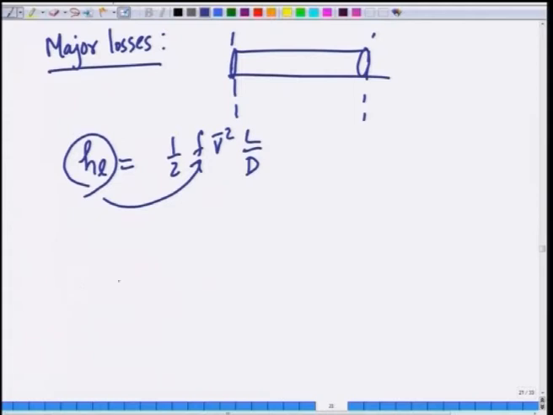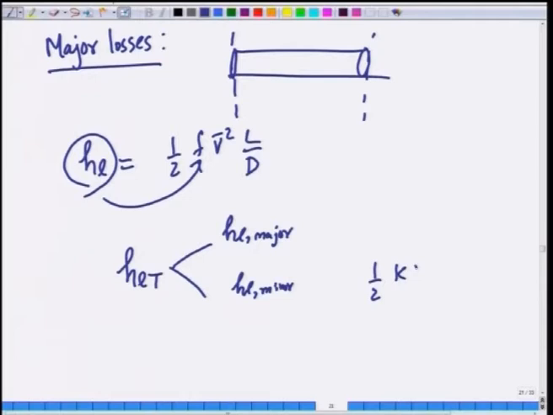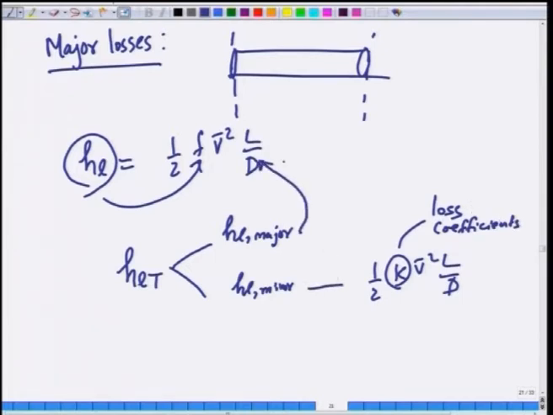Minor losses are characterized. So, when you want to write the energy balance, you will write it as total losses, HL major, which is given by this, and HL minor, which is correlated like half K v squared L by D. These are the loss coefficients for various losses, minor losses. Okay. These are the loss coefficients. So, these loss coefficients are documented for various losses in textbooks and handbooks. So, one can use this. The major loss is given by this expression.